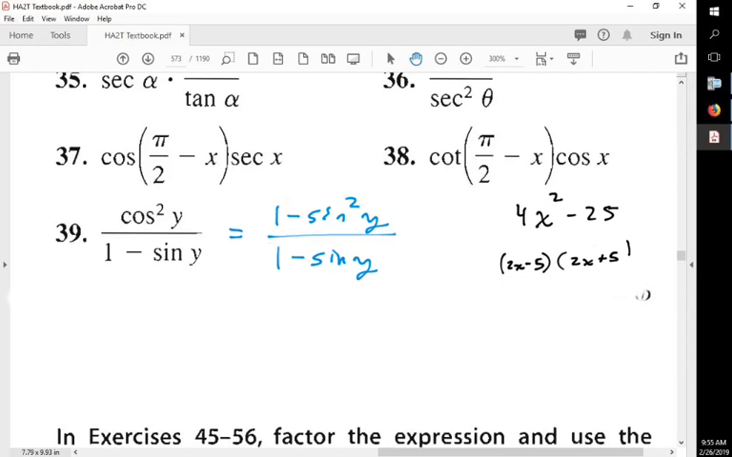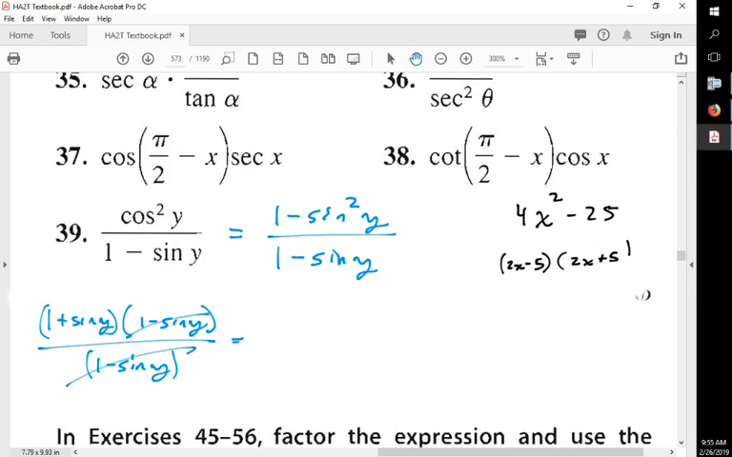Look at this one. Perfect square, subtraction. So we have a difference, and there are 2 perfect squares. So we get 1 plus sine y, and then 1 minus sine y, divided by 1 minus sine y, and then we get to cross stuff out. And I'm left with 1 plus sine y. Is there anything else I can do? Nothing. Just leave it.